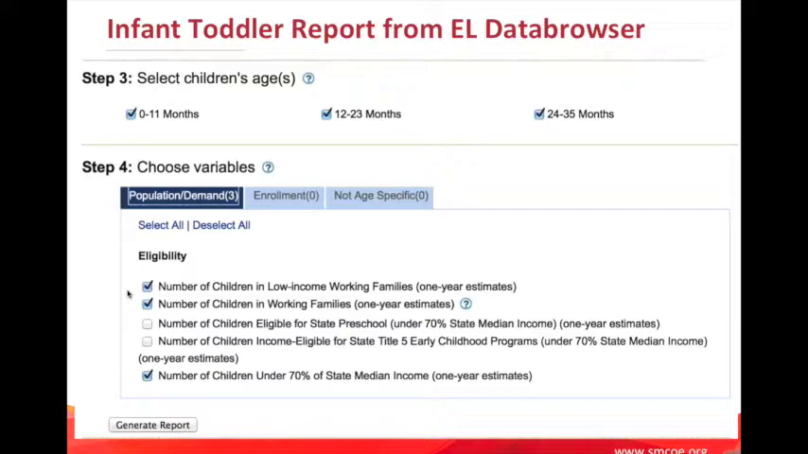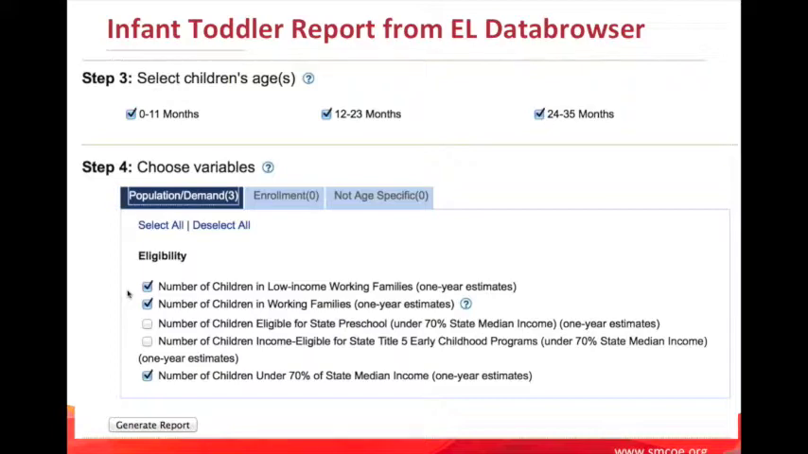And the very bottom one, the number of children under 70% of state median income. So that would be whether they're working or not, in other words. So that's the total that would be income eligible. And then you're going to generate a report in the same way that we did before.